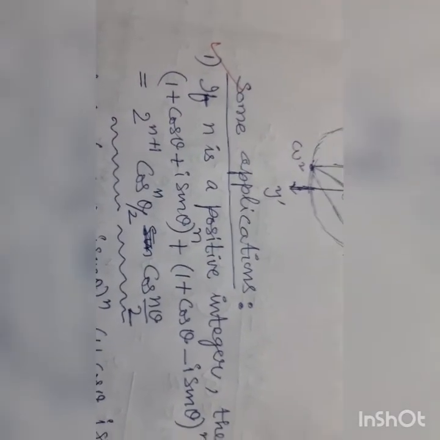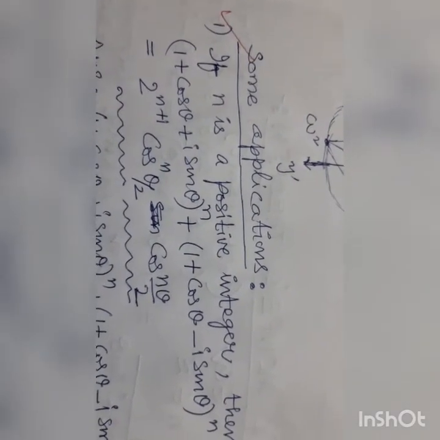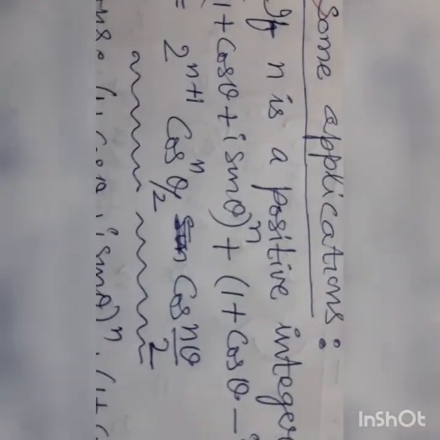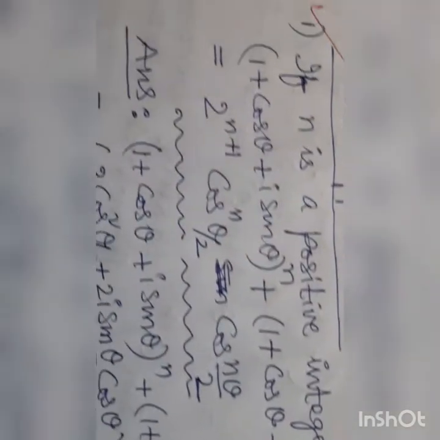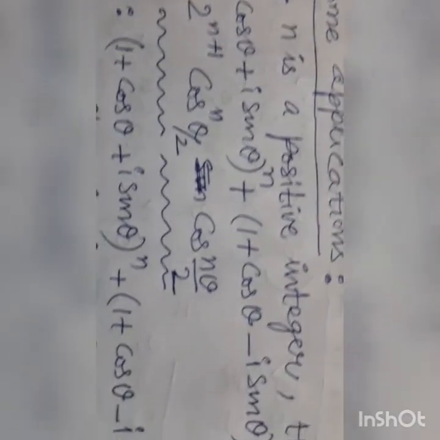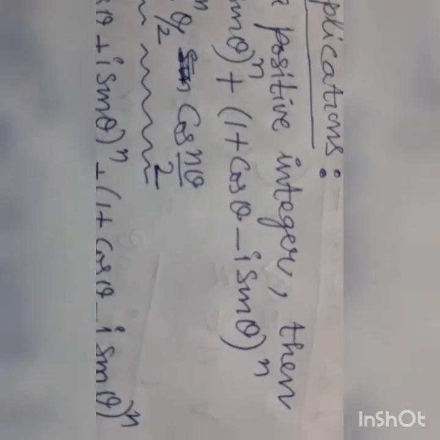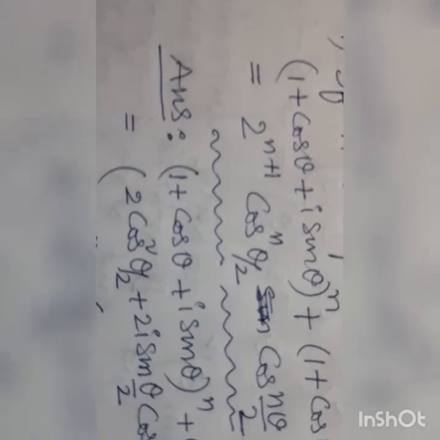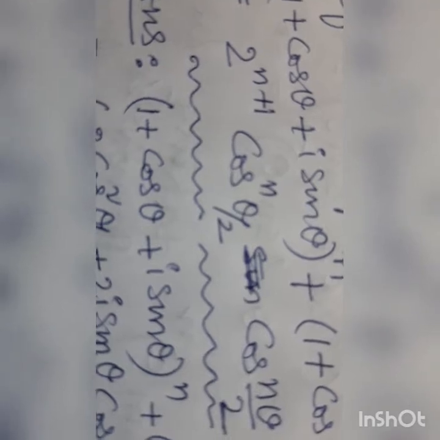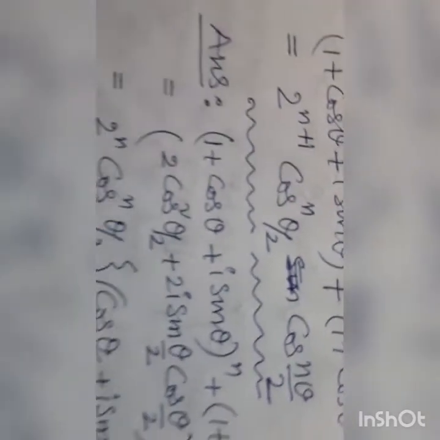Some applications, just for your understanding, were given. If n is a positive integer, then (1 + cos theta + i sin theta) whole power n plus (1 + cos theta - i sin theta) whole power n equals 2 to the power n+1 cos to the power n (theta/2) into cos (n theta/2).